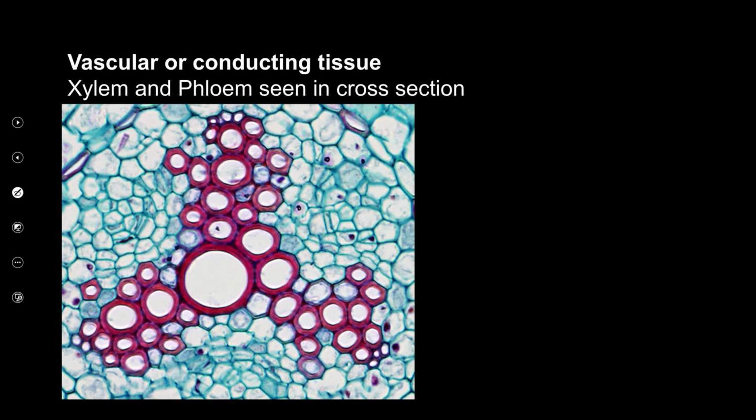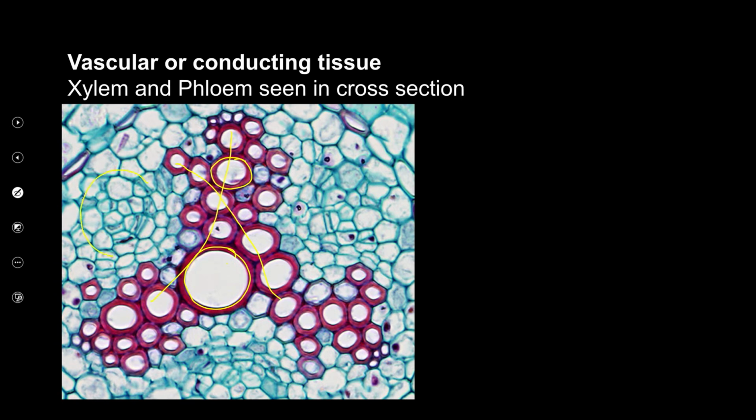This is a photograph taken under a microscope of xylem and phloem. You can clearly see the big xylem vessels here with their very, very thick walls. And if you look, they form almost like a little cross. This is found in a root. So this is where the water would be moving up the stem.